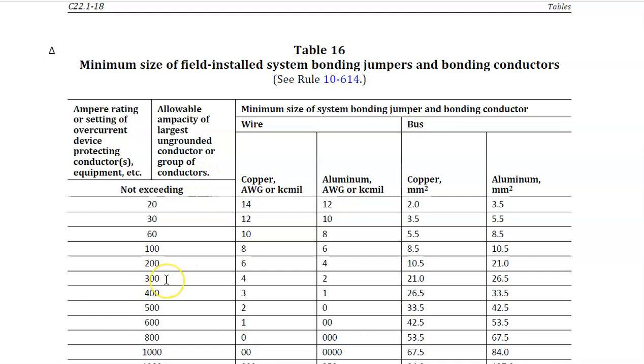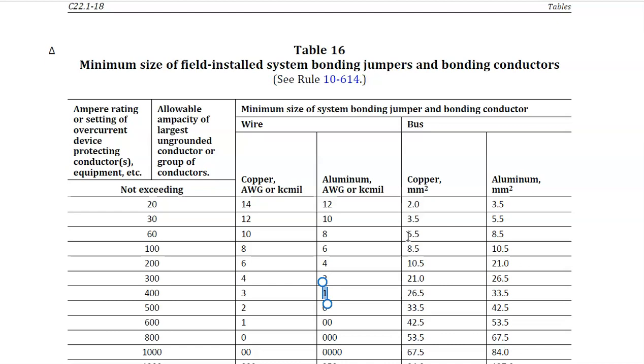Is 375 greater than 300? Yeah. Is it greater than 400? No, it's not. So that means that I'm able to use a number 1 copper. Inside of your book, it says to use the 500 to 700 kcmil rule. You're supposed to just replace that with the not exceeding 400 rule inside of there.